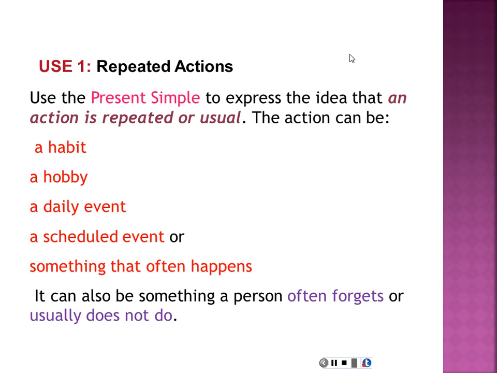So something that often happens, or usually does not do. Usually does not do. So maybe something that a person does not do. For example, he does not eat rice. He does not eat rice. So usually does not do. He usually does this. He doesn't eat rice at all.